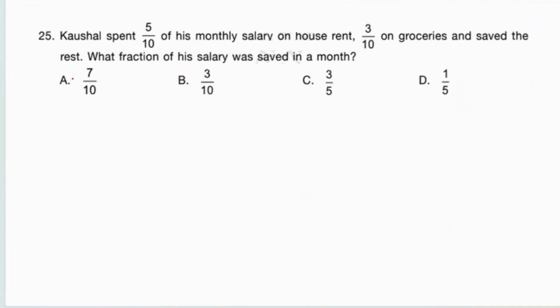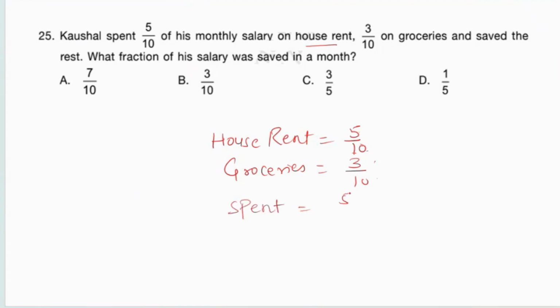Okay, next one now. Kaushal spent 5 by 10 of his monthly salary on house rent. Okay, house rent, he spent 5 by 10 of the salary, and 3 by 10 on groceries. On groceries, he spent 3 by 10 and saved the rest. How much total money did he spend? That's 5 by 10 plus 3 by 10. Denominators are the same, so 8 by 10. What do you understand by 8 by 10? Out of 10 parts, 8 parts he already spent.